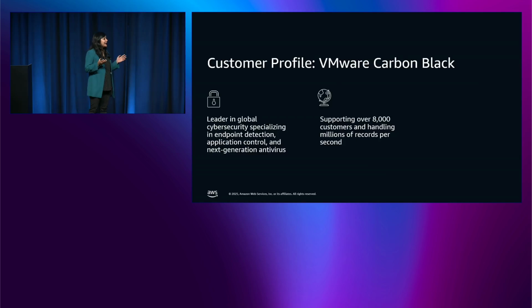VMware Carbon Black is a leading industry player in cybersecurity. They're focusing on endpoint detection and next generation antivirus. They're handling millions of requests every second. And to protect their customer reputation, they're giving the best application experience to their customers. Latency is super important for this specific use case. They need high speed volume, and that is where they are using EBS.